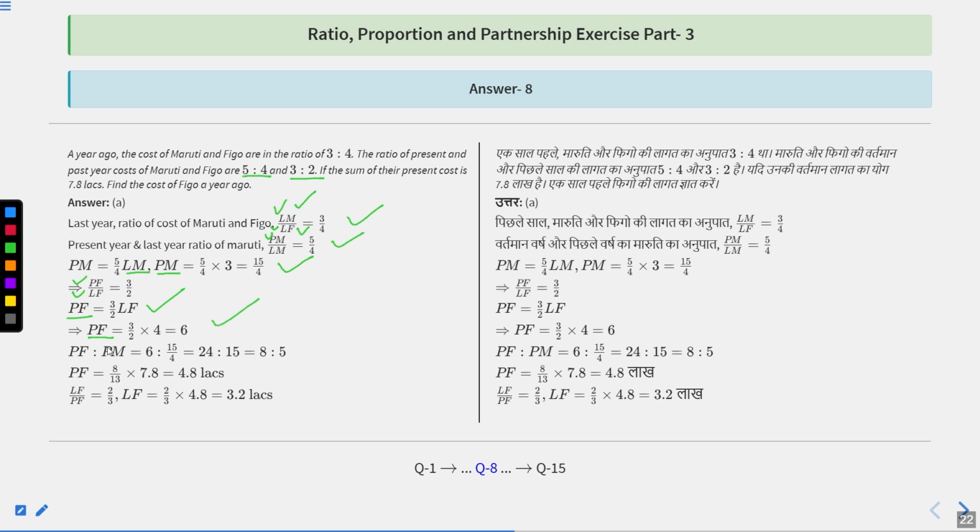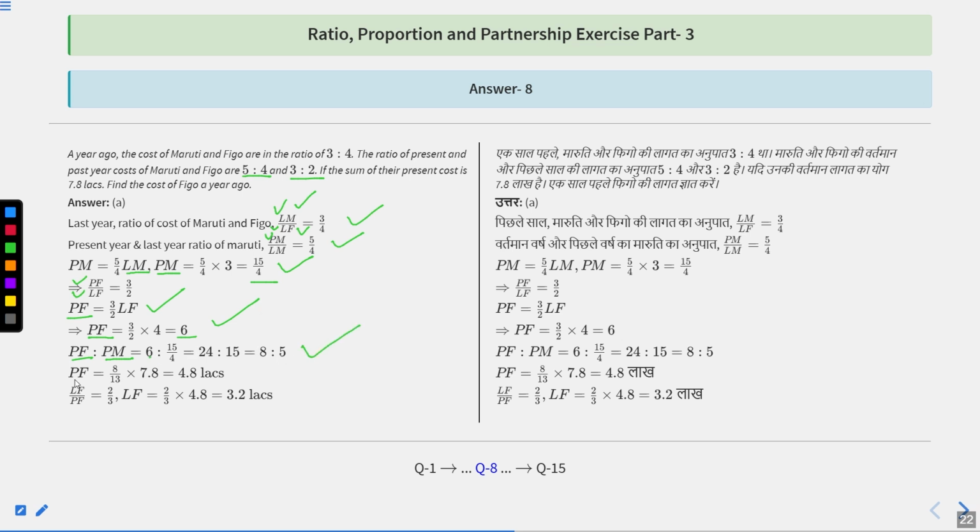Now, according to the question, present price of Figo to present price of Maruti is equal to 6:15/4. We can write it. Clear? We get present price of Figo, which is 6, and present price of Maruti, which is 15/4. So when we solve it, we get 8:5.